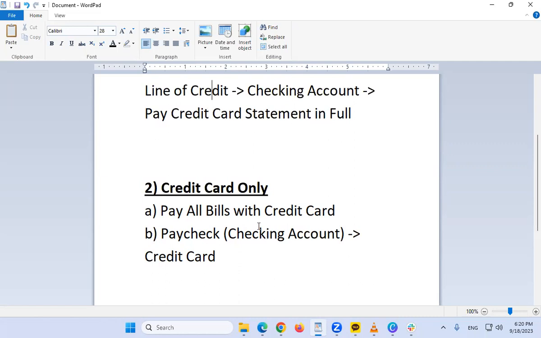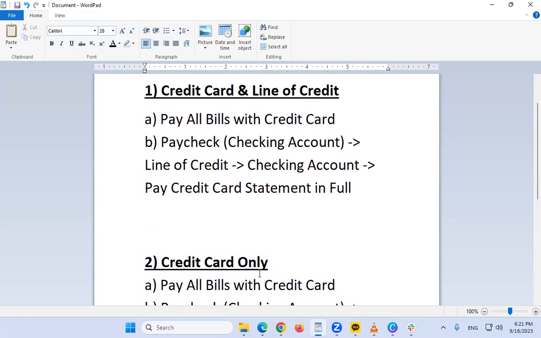Now this is assuming you don't have any bills that you have to pay in cash, like a mortgage or anything like that. But if you did, just reserve. Don't put that amount on that credit card. But it's really easy with the credit card. You pay all your bills with the credit card, and then you dump your paycheck into the credit card from your checking account, and that's it, right? So it's a little bit simpler.